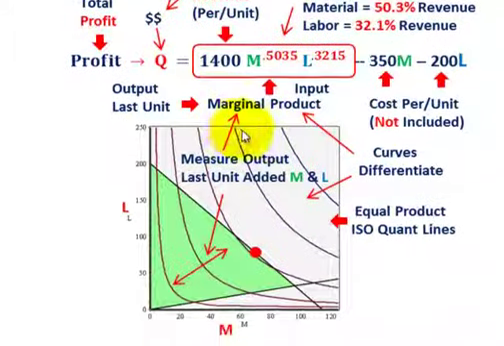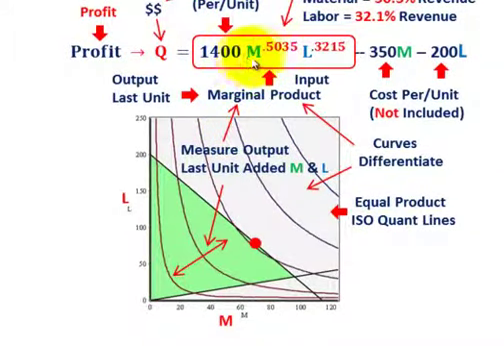Now if we solve for this production function, we would come up with some equal product curves or iso-quant lines, and those are lines where you can substitute material for labor, but in our case we're not going to be doing any substitution. We're just looking at exact amounts for material and labor. But based on these iso-quant lines, because they are curved, we can differentiate along those lines to determine the exact marginal product that we're looking at.